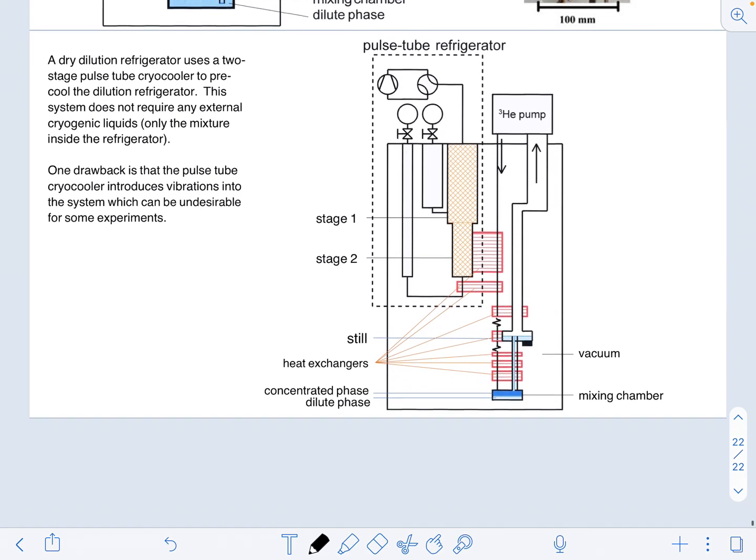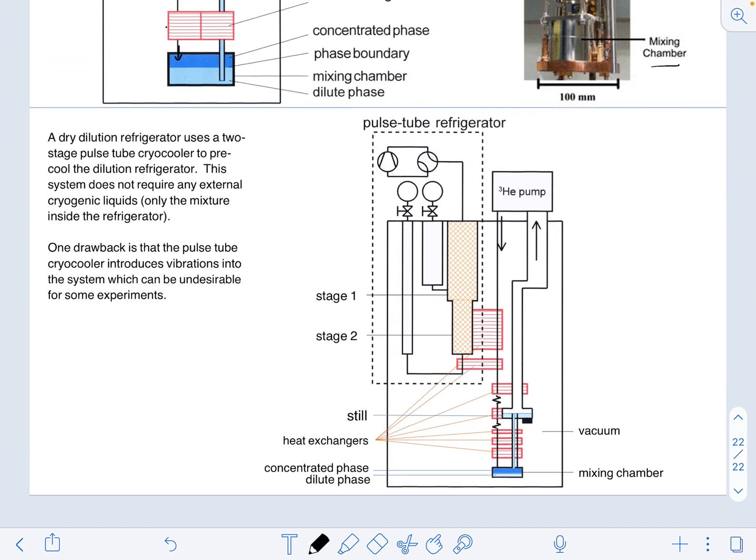The last thing I wanted to make just a note of is that there are now systems that are called dry dilution refrigerators. The actual dilution refrigerator part is the same, and so all of the components of the dilution refrigerator are the same: mixing chamber, heat exchangers, still with the still heater. But what it doesn't have is a 1K pot, and it doesn't have liquid helium surrounding the dilution refrigerator. Instead, a cryocooler is used as a pre-cooling apparatus.